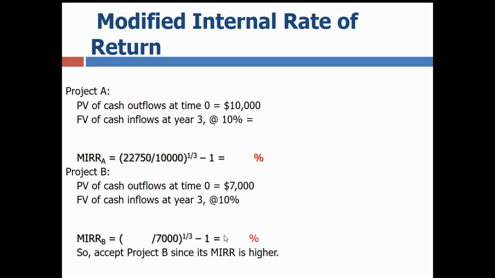Alright, so based on the answer in B, if it's independent, you can accept both projects, right? Because it's more than the cost of capital. But if it's mutually exclusive, you need to choose the higher one. So the higher one would be project B, right? Even though it's slightly higher, you still need to choose the higher MIRR. So therefore, you accept project B.